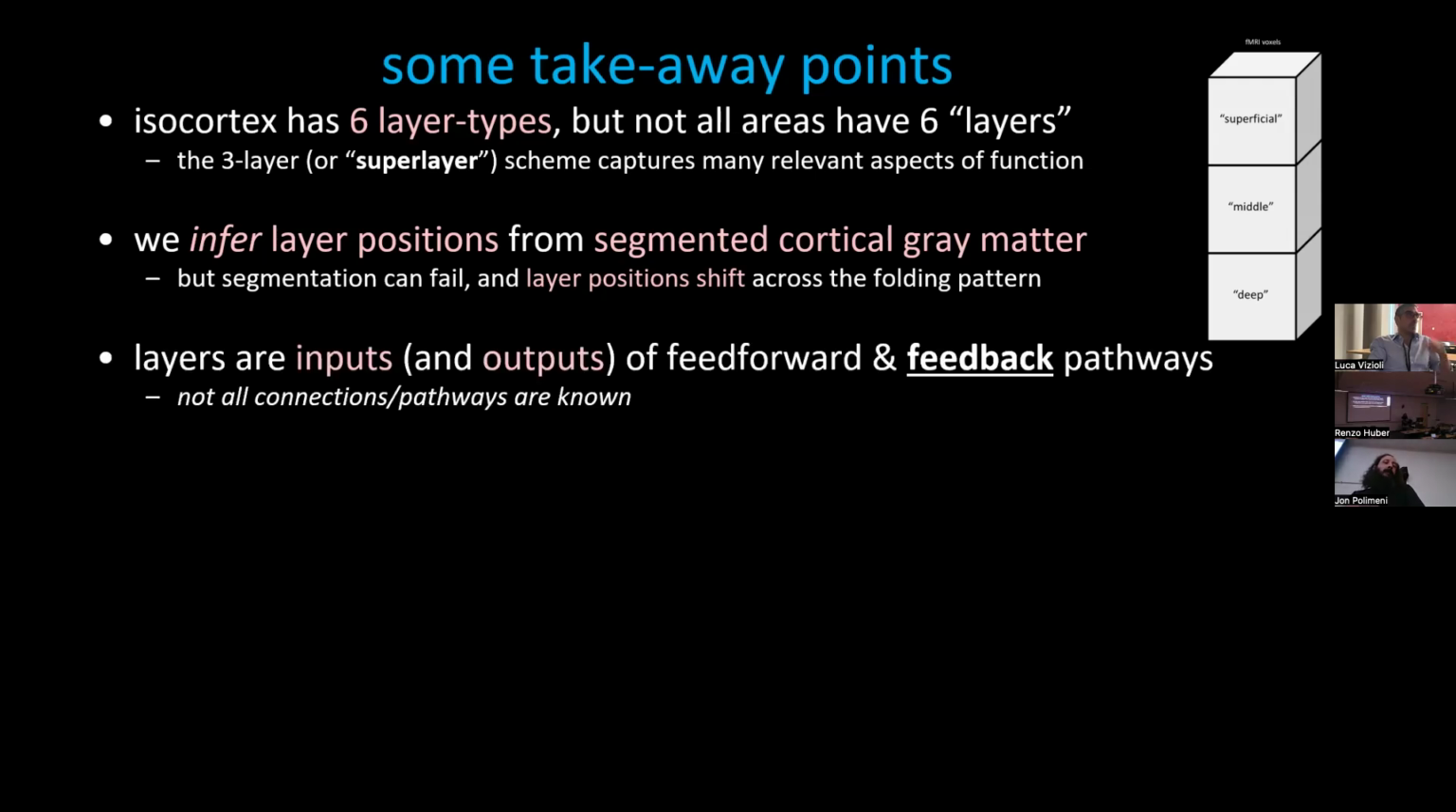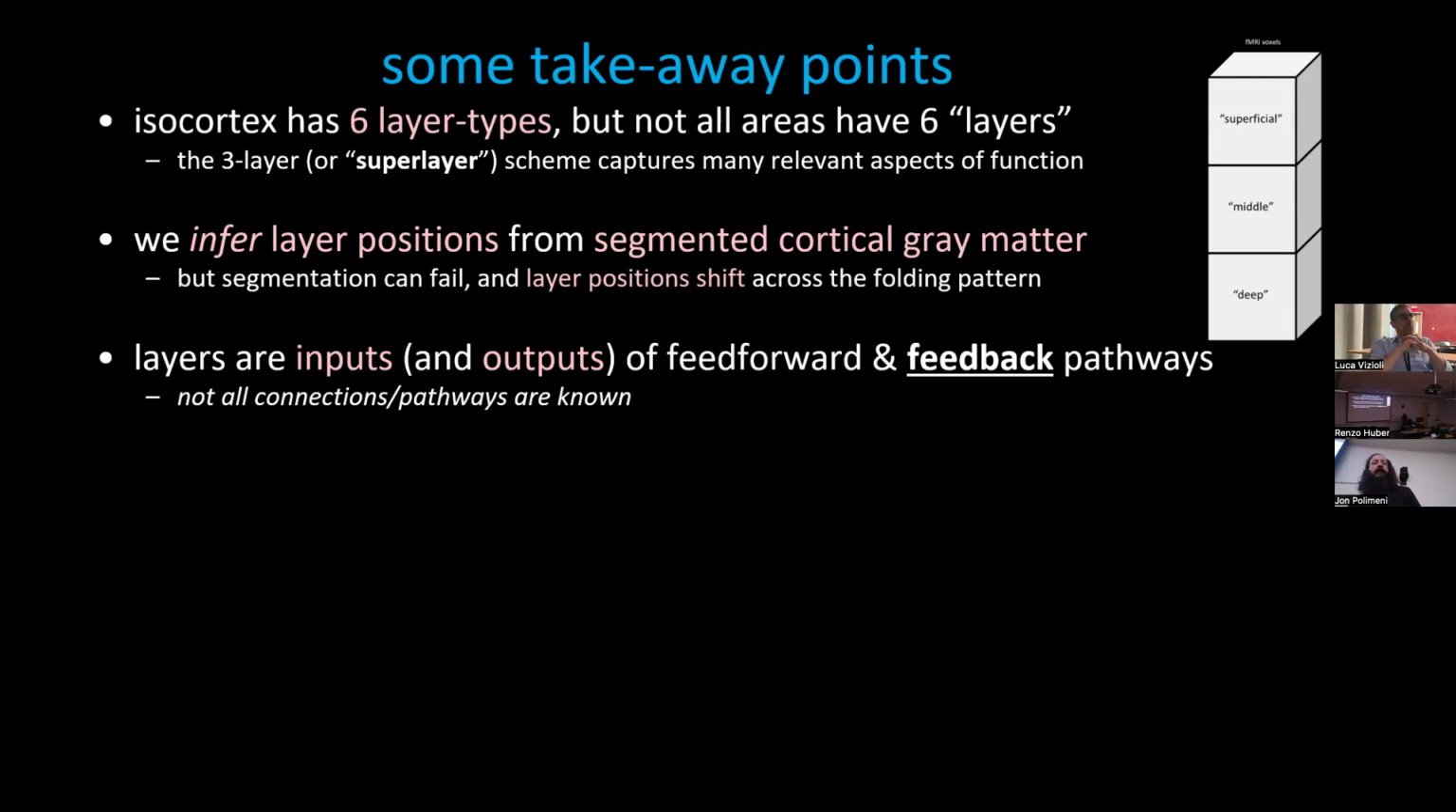I've shown you how layers are the inputs and outputs of feed-forward and feedback pathways. We tend to see most of the input signals in fMRI. We tend to see less activation in these output layers. But again, it's quite exciting because this provides us with some ability to bring the concept of feedback into human neuroscience. But again, not all connections and pathways are known. The canonical microcircuit doesn't really apply to every cortical area.